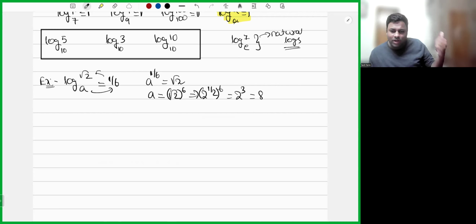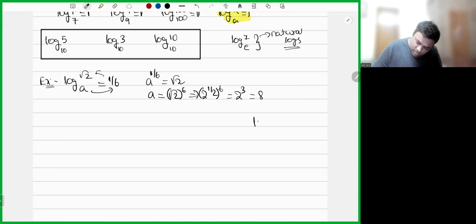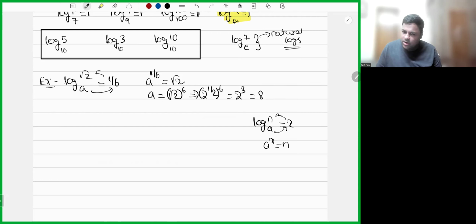So we know how to convert a number into log. We know how to convert a log into number. So if you are having log n to the base a is equals to x, how will you write it in terms of numbers? A power x will be equals to n. Now use this concept and try to solve these questions and tell me what is the answer.